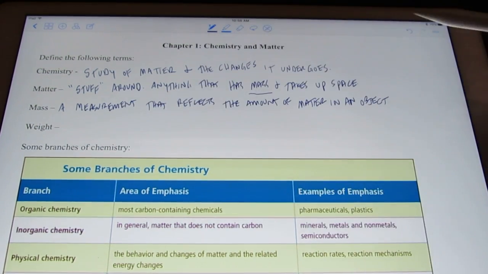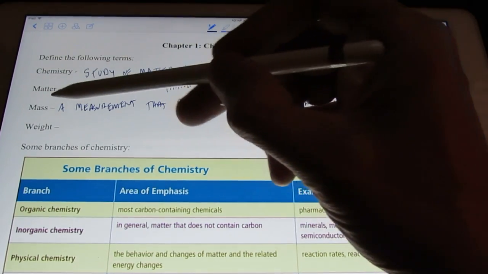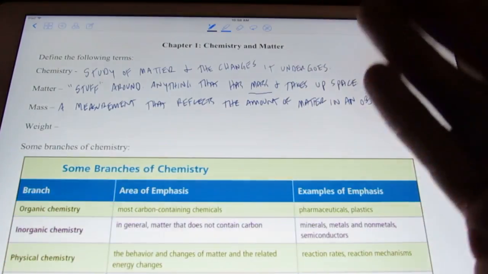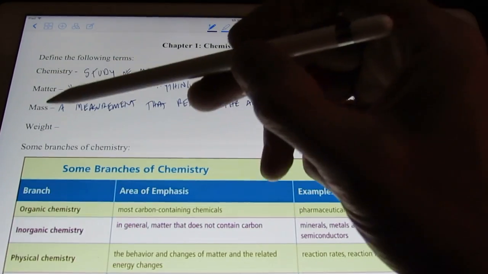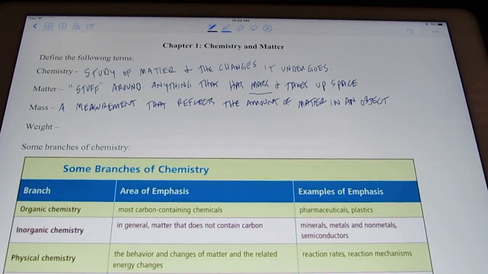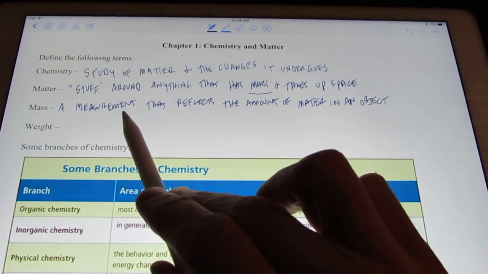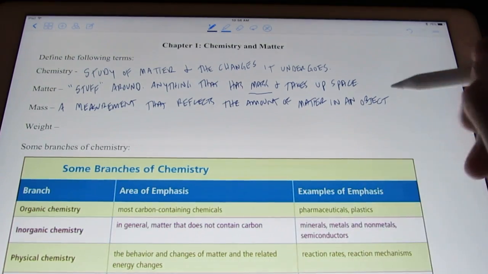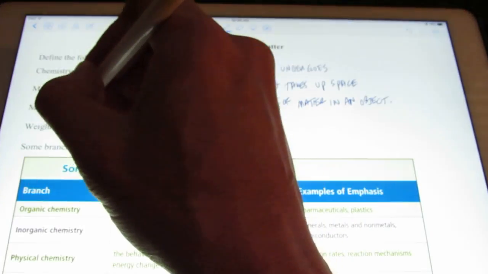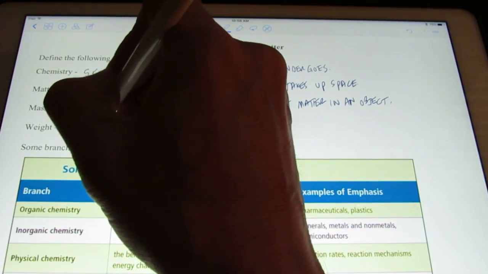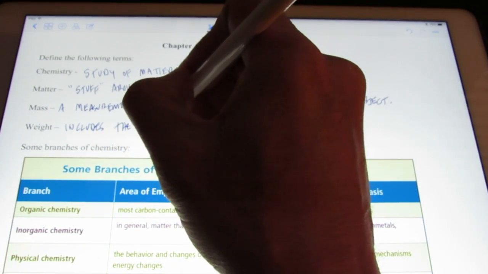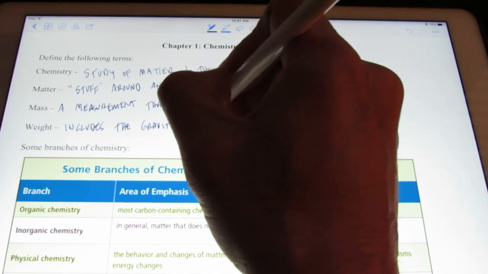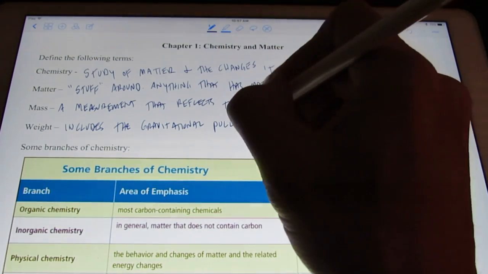Now that's different than weight. Oftentimes we use the term mass and weight interchangeably. We think they mean the same thing. In fact, oftentimes you might even hear me use the term weight when I should really be using the term mass. So if mass is a measurement that reflects the amount of matter in an object, weight includes another variable. Weight includes the gravitational pull on matter.